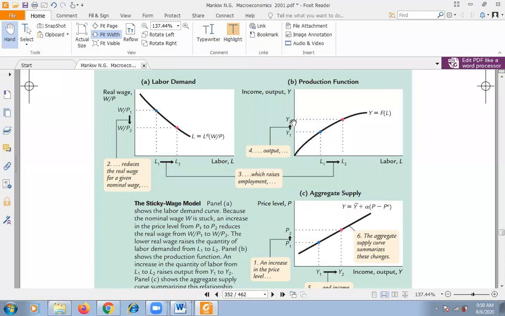That is less than the initial output. It means that the marginal product of labor, the additional production from an additional unit of labor, decreases.